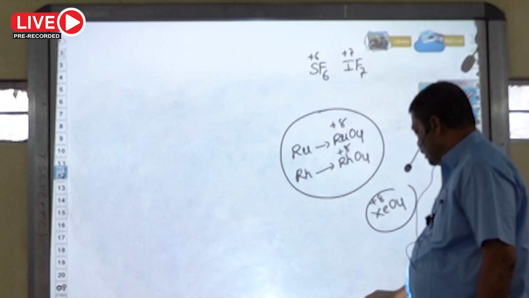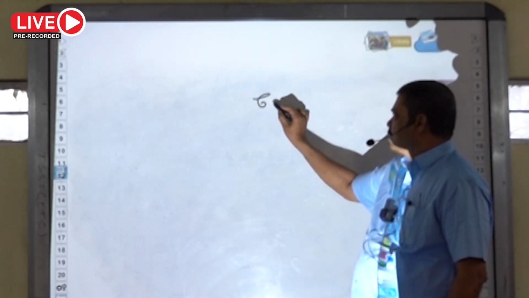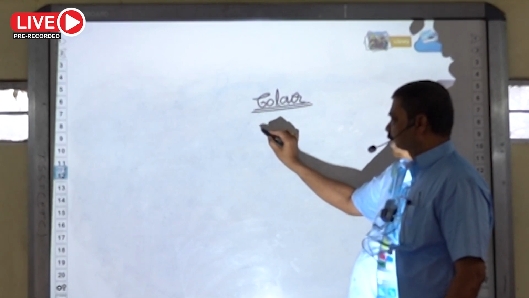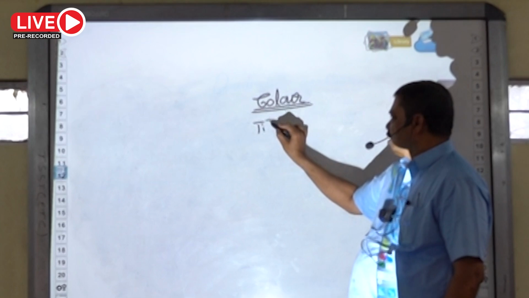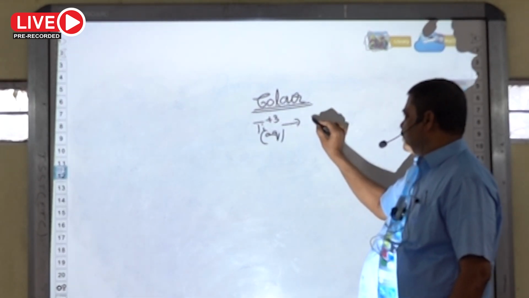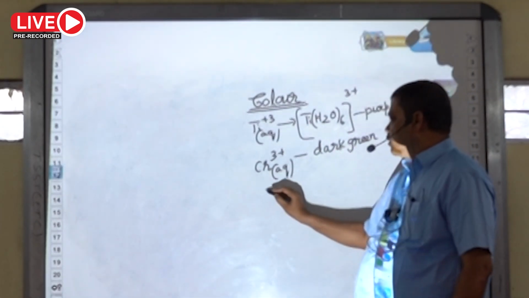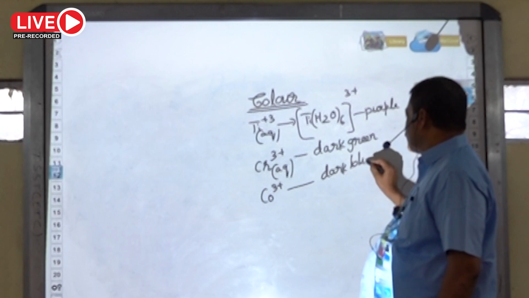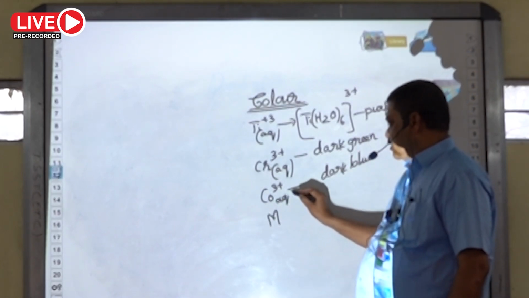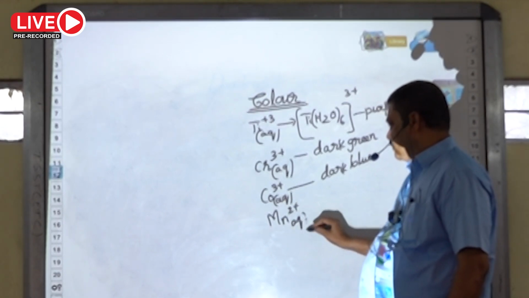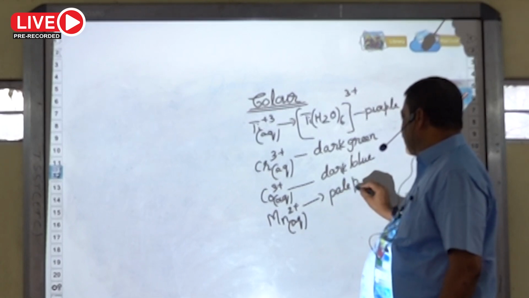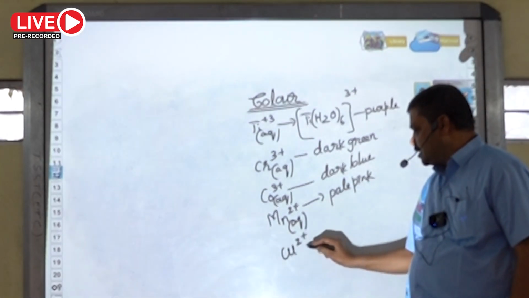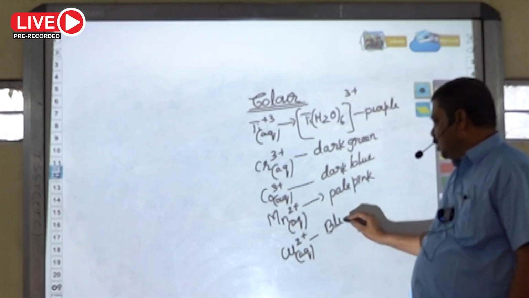The next one, if you look at color, yesterday we discussed some aspects of color, like titanium plus 3 in aqueous medium, cobalt 3 plus, dark blue, of course in aqueous medium, Mn2 plus aqueous, pale pink, Cu2 plus aqueous, blue or bluish green.